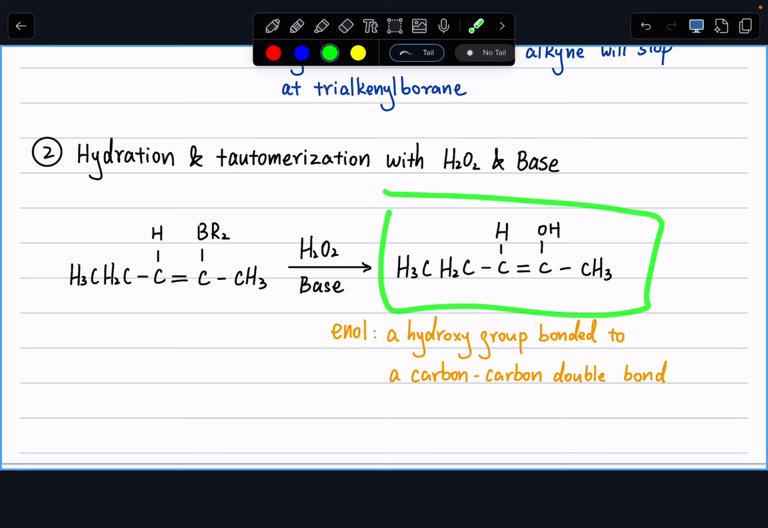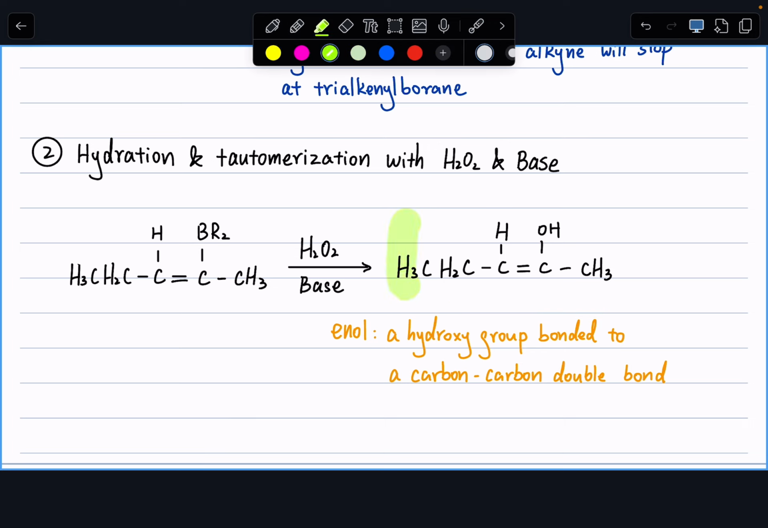And this specific structure, we're going to spend a lot of time talking about. This is called an enol. The name enol is stating we have a hydroxy group, or an OH group, bonded to a carbon-carbon double bond. So whenever you see an OH group right next to a double bond, that is an enol group.